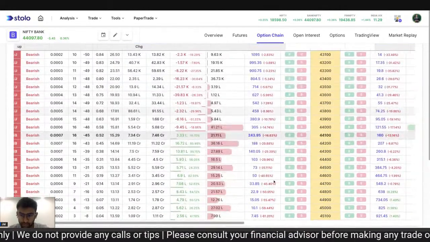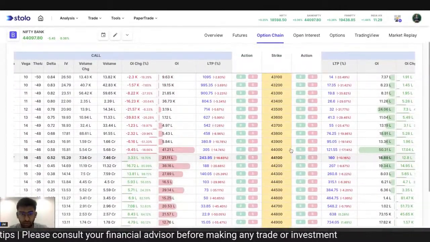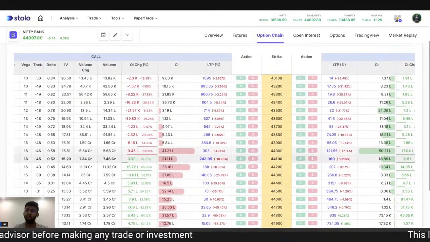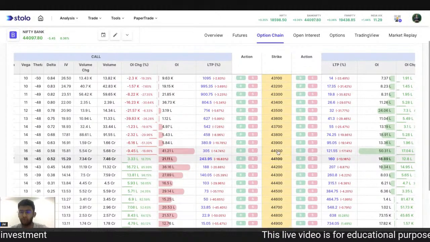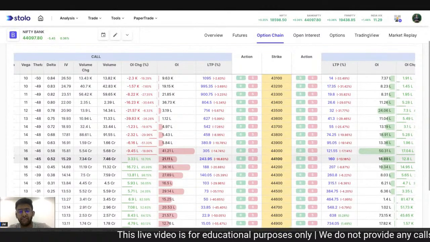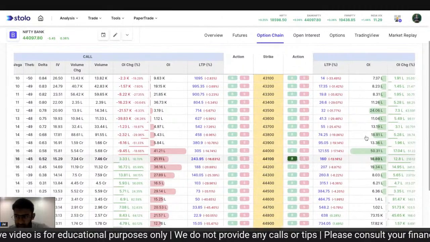So yes, quickly coming into Bank Nifty, we see 44,400 being the support zone, right? So very close by in terms of the support. We're looking at Bank Nifty being at the support zone. Also, we'll quickly look at the addition.